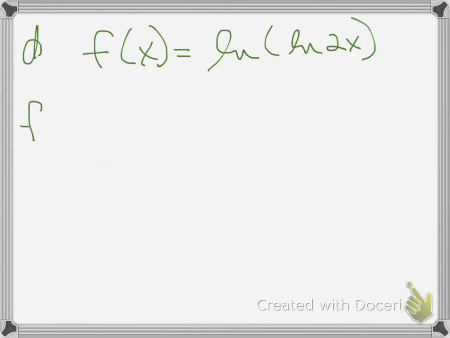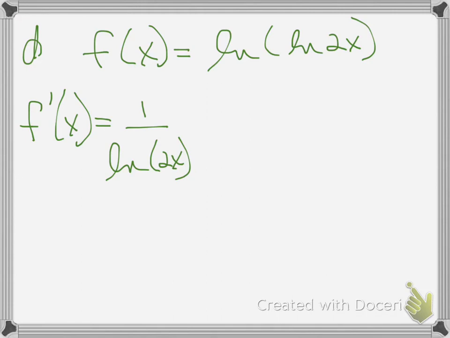Okay, it looks like this is going to be a crazy problem. So let's take this derivative. The derivative of natural log of anything is going to be 1 over whatever is behind it times the derivative of what's behind it. So the derivative of natural log 2x is 1 over 2x times x. So I think that's correct.